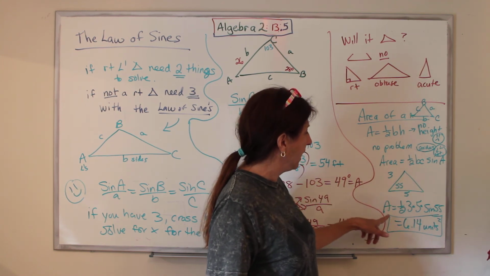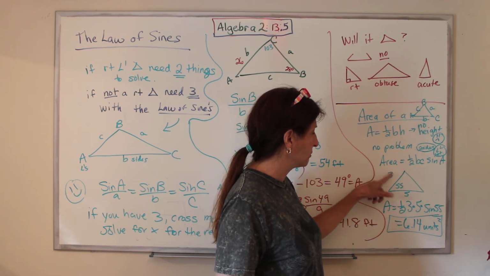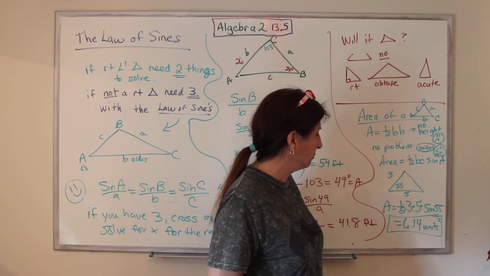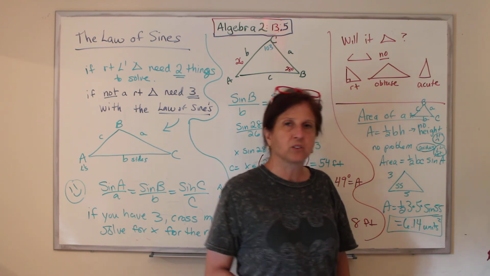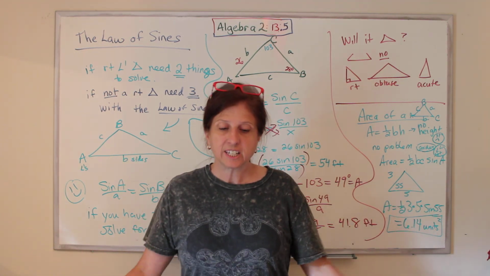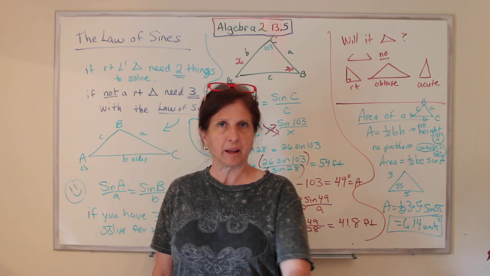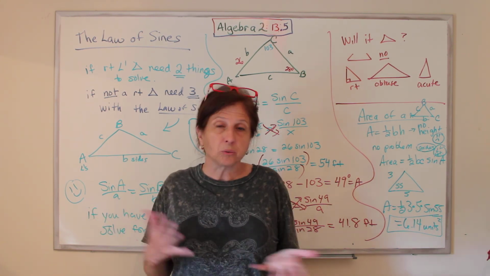So this one, I'm going to do 1/2 times 3 times 5 times the sine of 55, bada bing, bada boom, 6.14 units squared. So much easier than what we did in geometry. You're thinking, you should have taught us back then. You weren't ready. You just weren't ready.